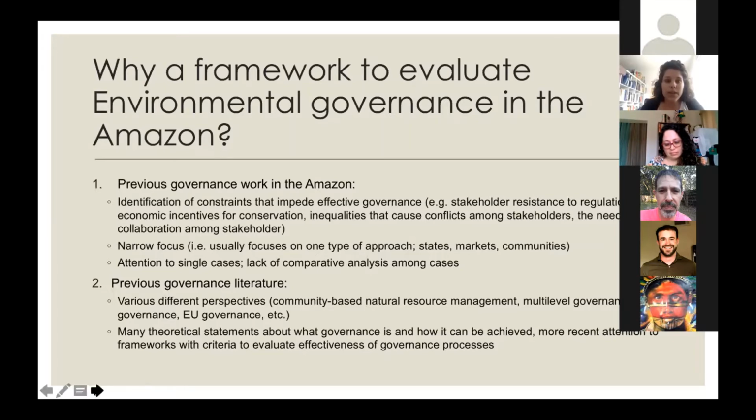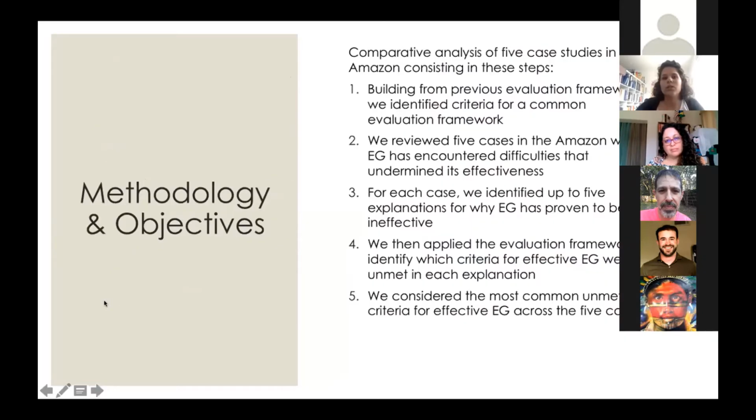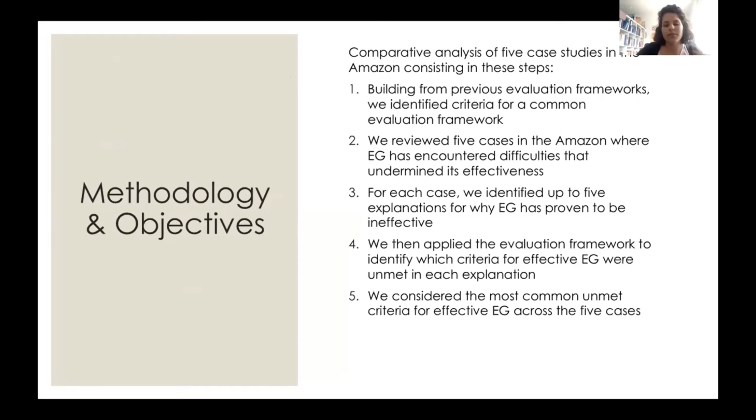So what we did to help address these gaps that I just mentioned is that we developed a comparative analysis of environmental governance in the Amazon, following these steps that you see here in the PowerPoint. First, we built from these more recent frameworks that evaluate environmental governance, which I'm going to cover in a second, and we used them to identify a common evaluation framework of governance of our own making. Then we reviewed 5 cases in the Amazon where environmental governance has encountered difficulties that undermine its effectiveness. And for each of these cases, we identified up to 5 explanations for why environmental governance has proven to be ineffective.